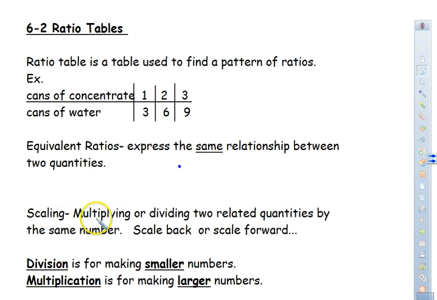Scaling is multiplying or dividing two related quantities by the same number. So you can scale back or you could scale forward. Looking at my 2/6, scaling back would be to 1/3, scaling forward would be 3 to 9. Division is for making smaller numbers, and multiplication is for making larger numbers. Okay, so let's keep this in mind as we get through a couple more slides.